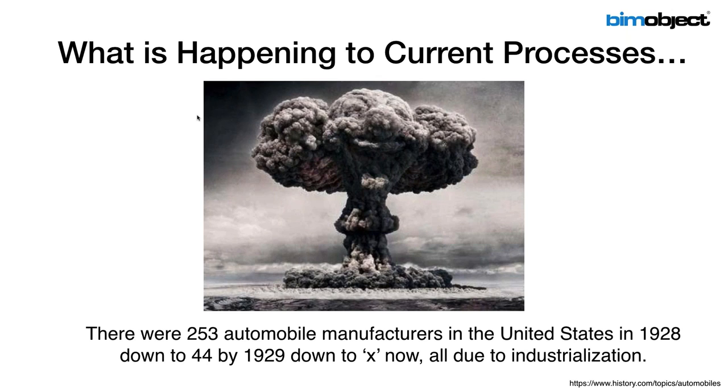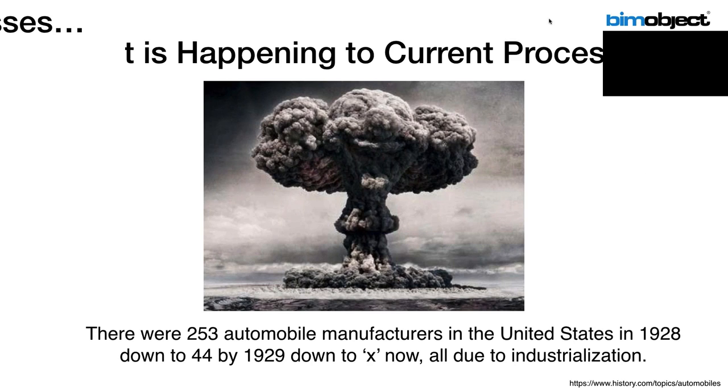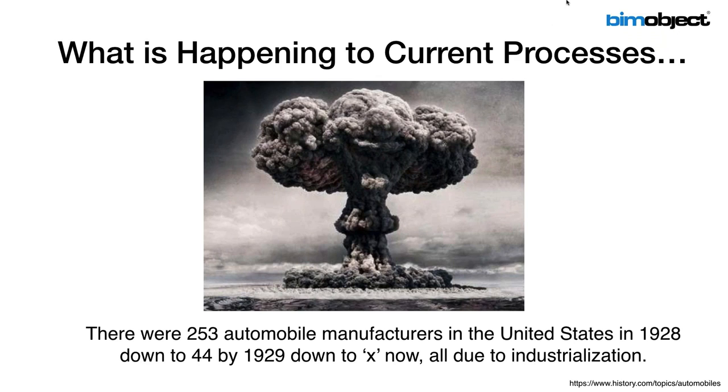Just to give you a couple of comparisons, there were 253 automobile manufacturers in the U.S. in the early 1900s. It dropped to 44 by 1929, and now it's down to very few. But this was due to industrialization. They actually destroyed and replaced the processes that were used. Henry Ford, being one of the keys, destroyed and replaced the way automobiles were being built.